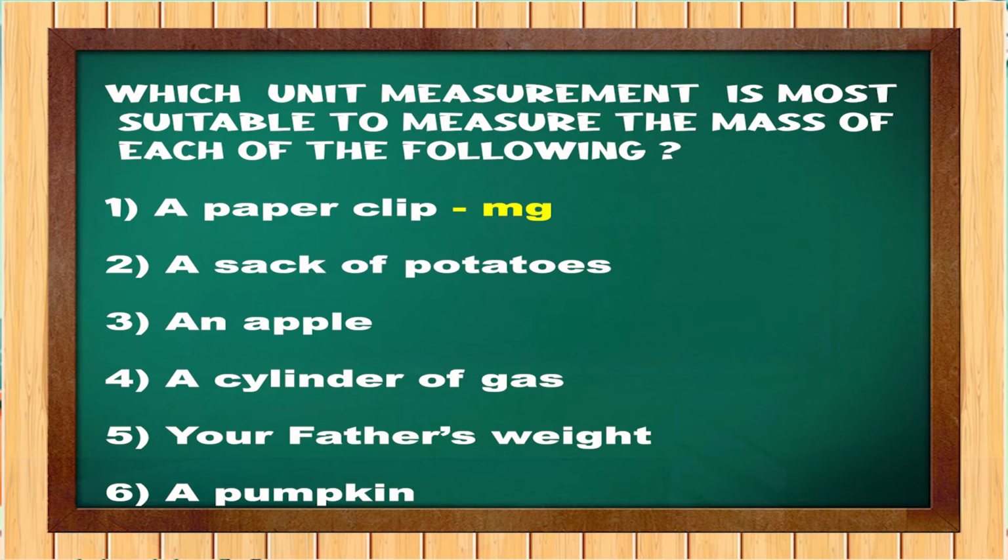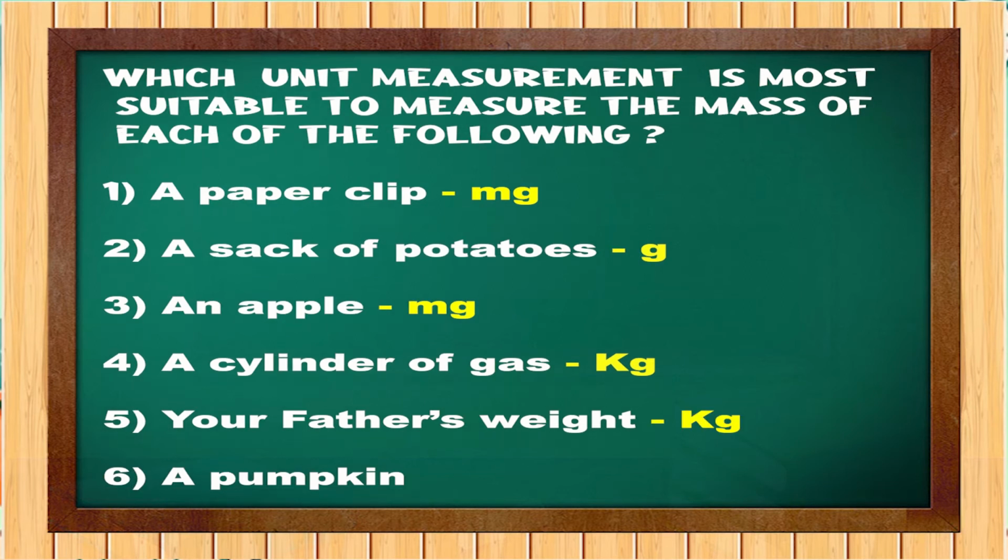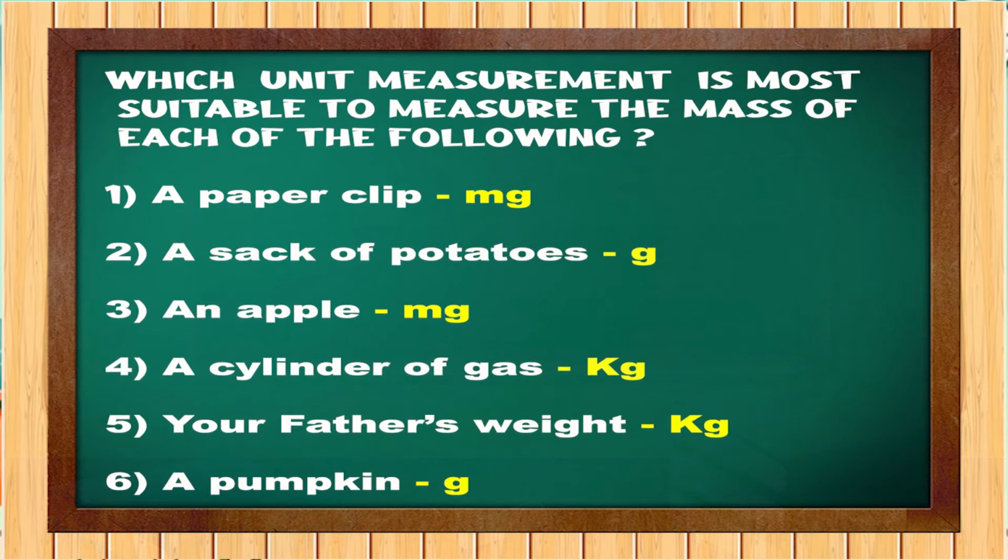What about a sack of potatoes? We can use grams to measure a sack of potatoes. What about an apple? We can use milligrams to measure the mass of an apple. A cylinder of gas. We can use kilograms to measure that. Your father's weight. We can use kilograms to measure that also. And finally, a pumpkin. We can use grams to measure the mass of a pumpkin.